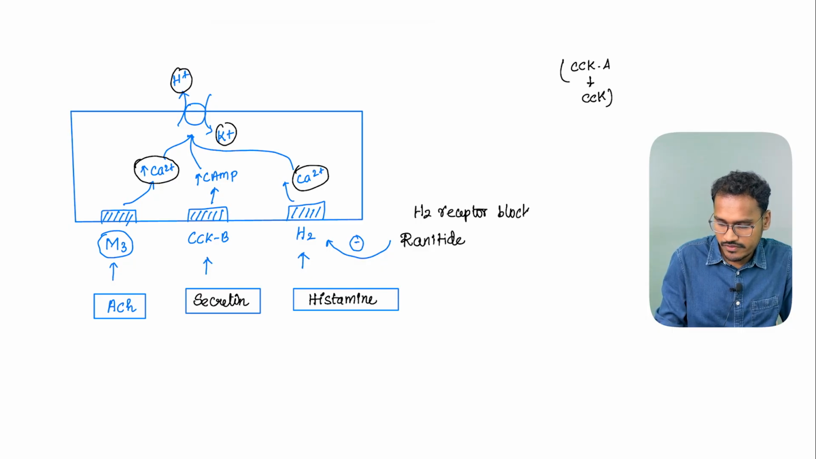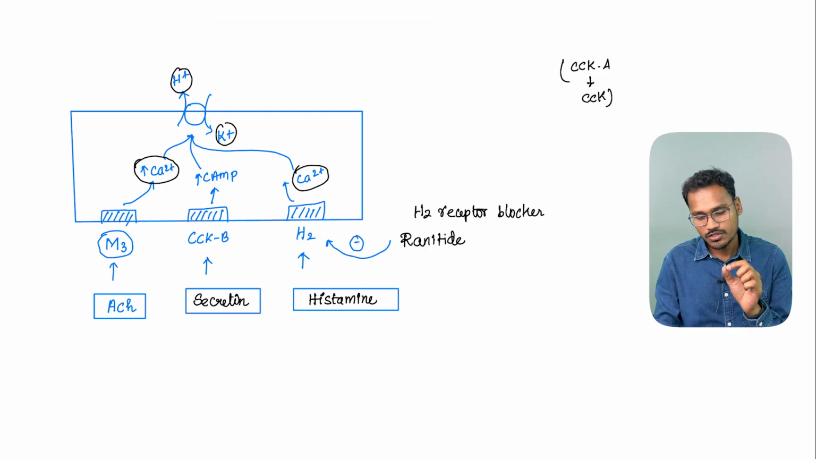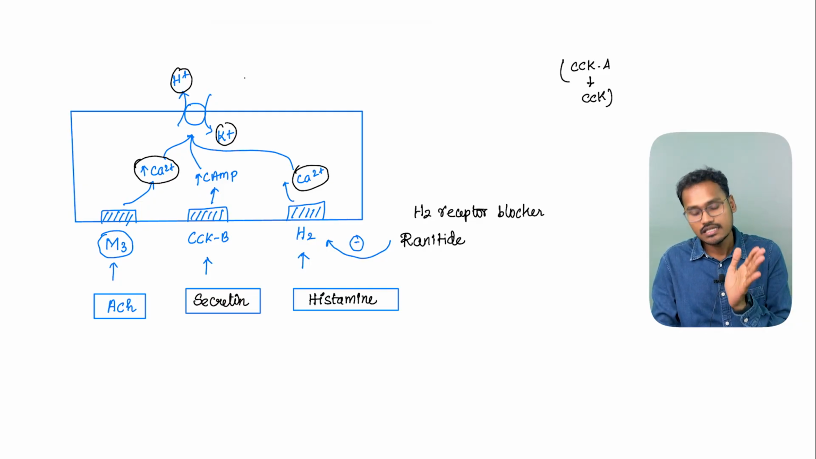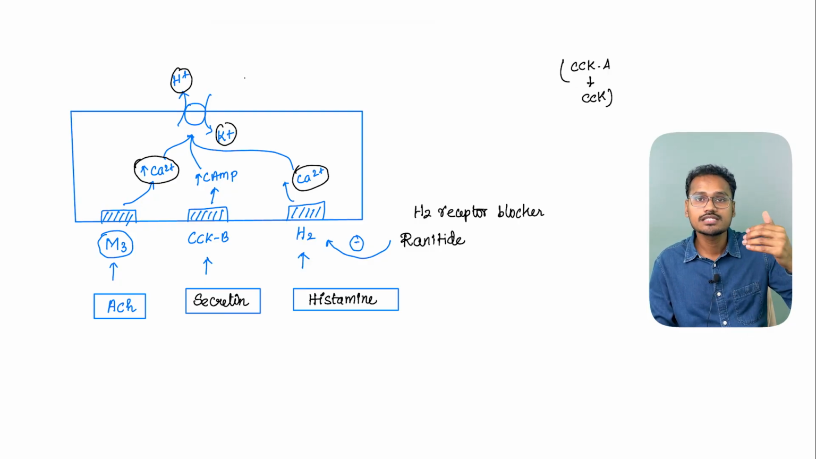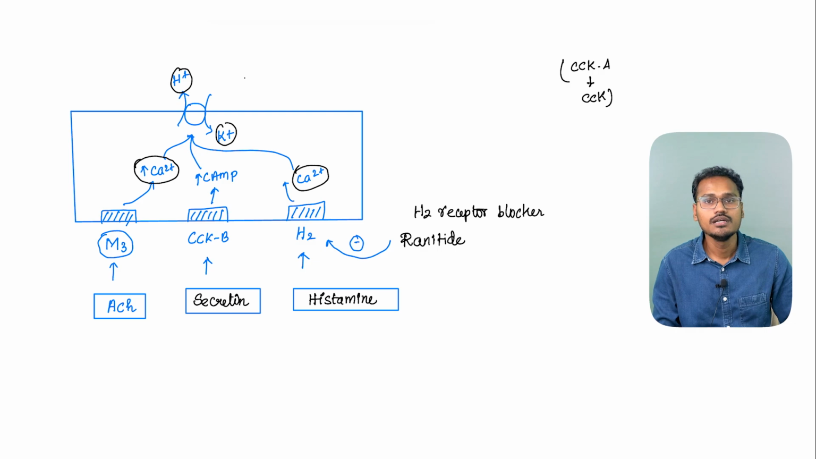Why am I saying for severe conditions we cannot use it? Because it is going to block only one arm of the secretion. ACh and gastrin will still be acting on it and producing the acid. So for mild symptoms, this is very well good enough, because I should not suppress too much of the acidity also, because HCl has its own benefits also.